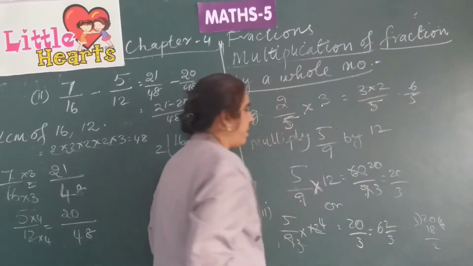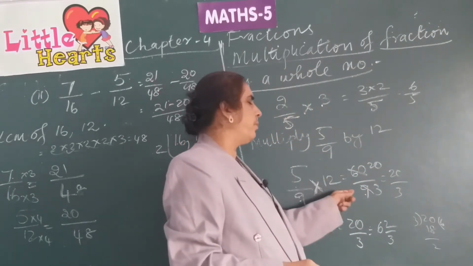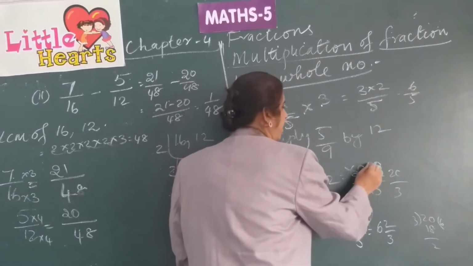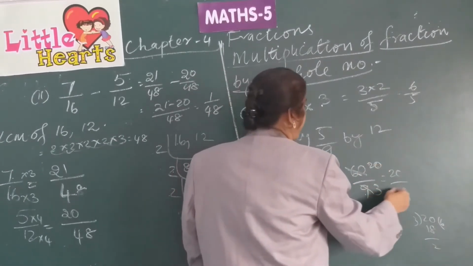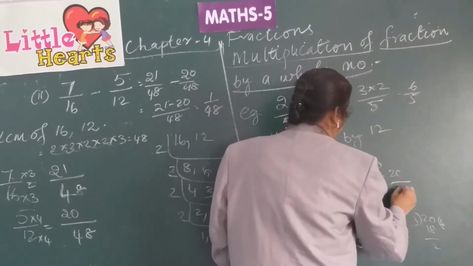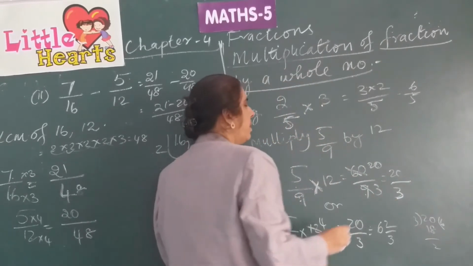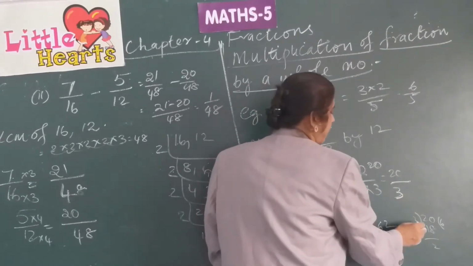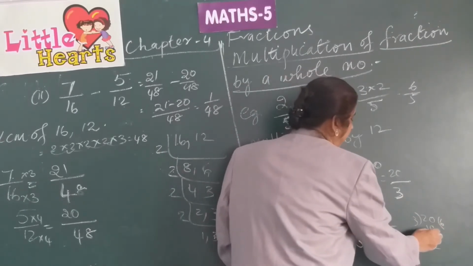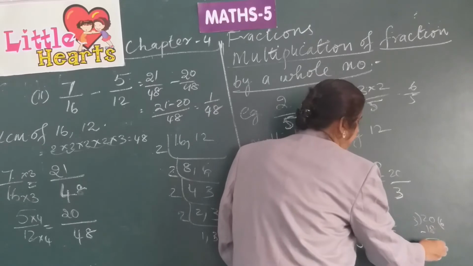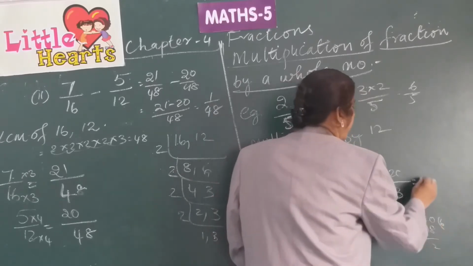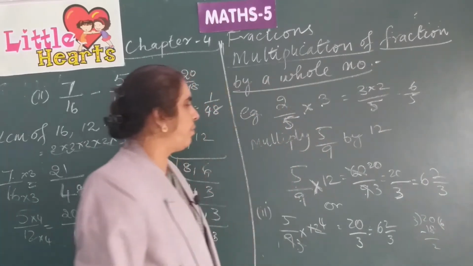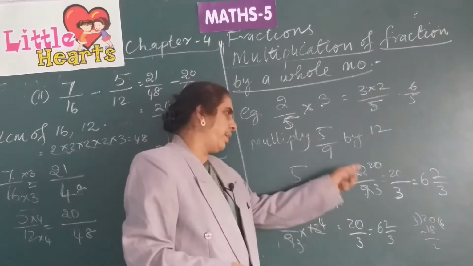60 by 9. So you can reduce it to standard form. Divide by 3. 3 20s are 60, 3 3s are 9. 20 by 3 is the standard form and we can change it into a mixed fraction like this. 3 6s are 18 and 20 minus 18 is 2, and quotient remainder by divisor is 6 2 by 3, the mixed fraction form for 20 by 3.